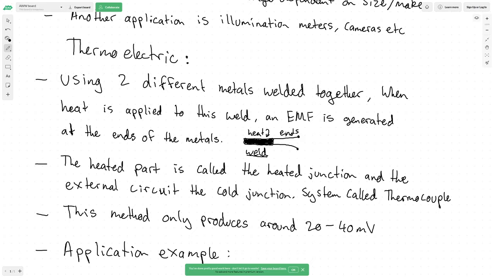This is quite strange, and to be honest with you, I don't actually know a lot about thermoelectricity. I've never come across it or used it in my own personal life.